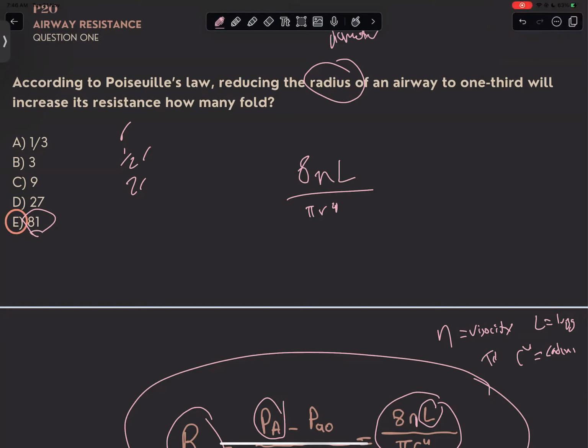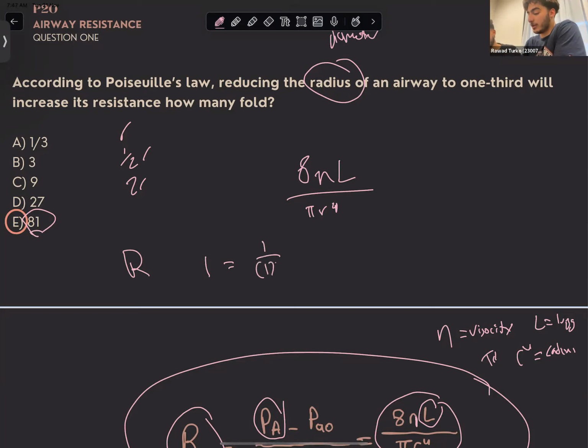Radius. So what I like to do is take every single other value as 1. Everything is 1. So 1, which is your resistance, equals 1 times 1 times 1 over 1 times 1 times 1. Because your radius, obviously we only care about your radius. So ignore every single other thing. 1 over, because this is all 1, 1 to the power of 4.